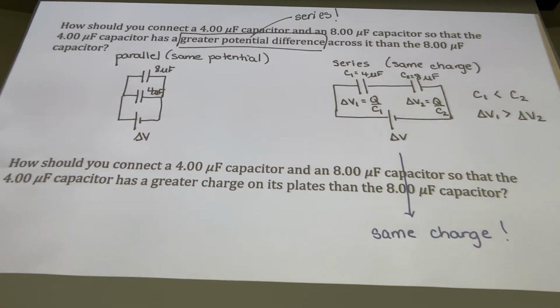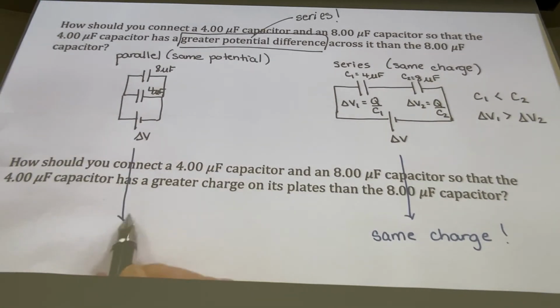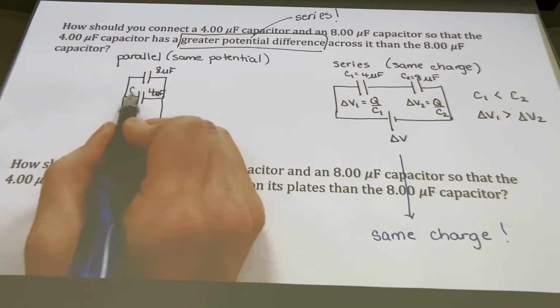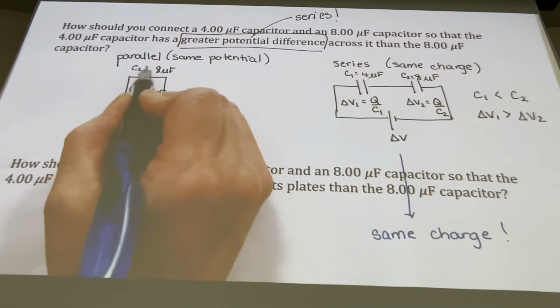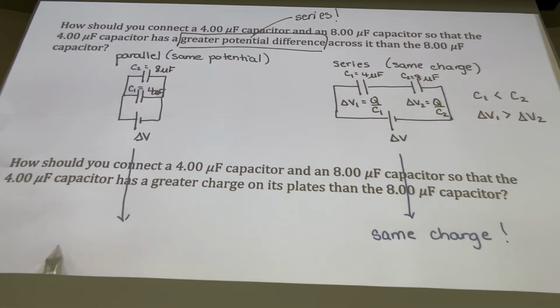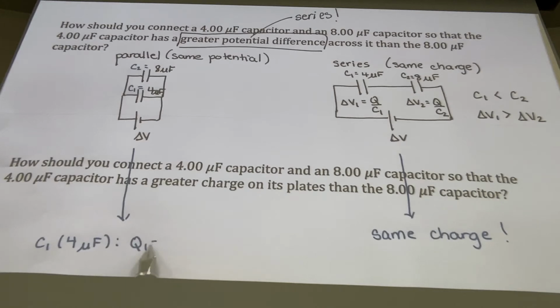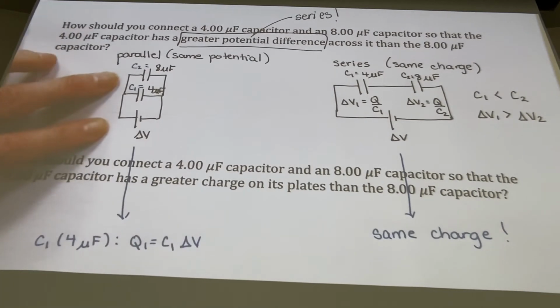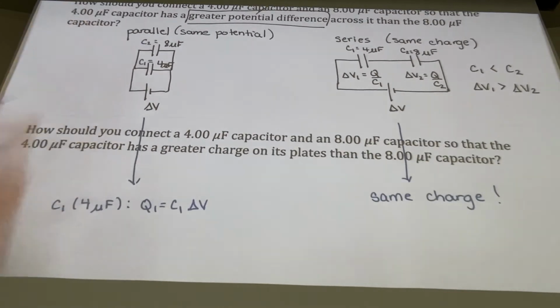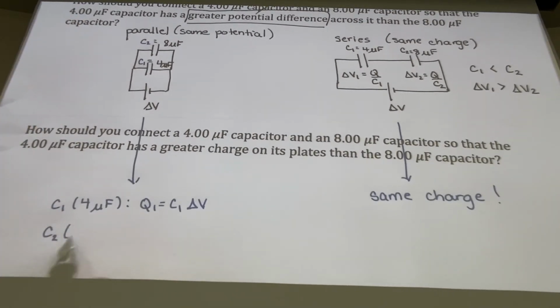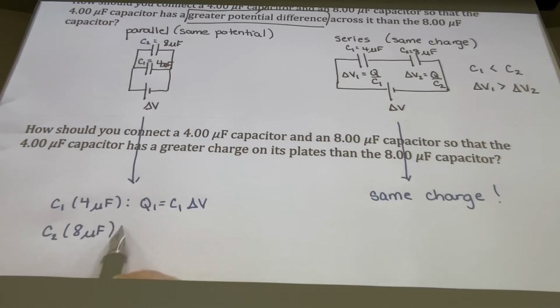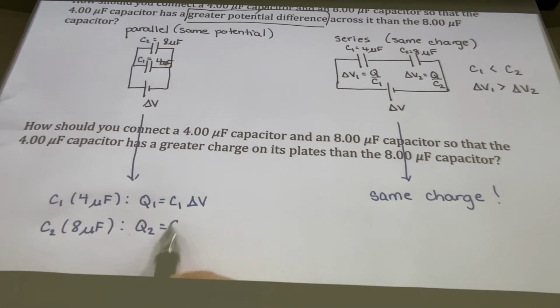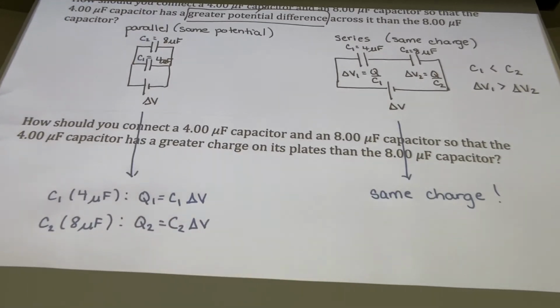For our parallel combination, C1 for my 4 microfarads, C2 for my 8 microfarads. For my parallel combination, C1, my 4 microfarad capacitor, my charge Q1 is equal to C1 times delta V. Remember, they have the same potential because they're connected in parallel. For my second capacitor, C2, that's my 8 microfarads, Q2 is equal to C2 times delta V.